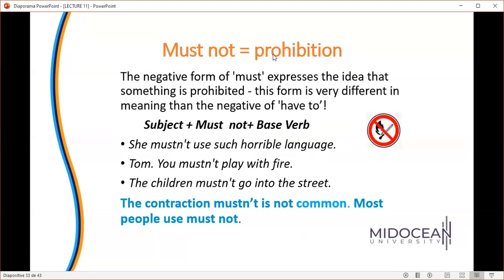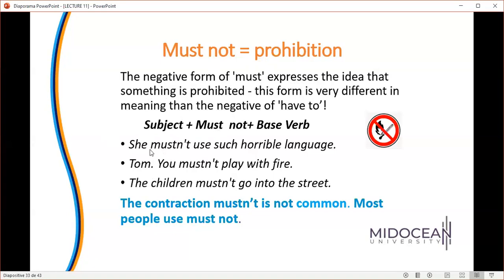Must not, donc ici, prohibition. Okay? So, the negative form of must expresses the idea that something is prohibited. Okay? So, this form is very different in meaning than the negative of have to. You have subject plus mustn't plus base verb.